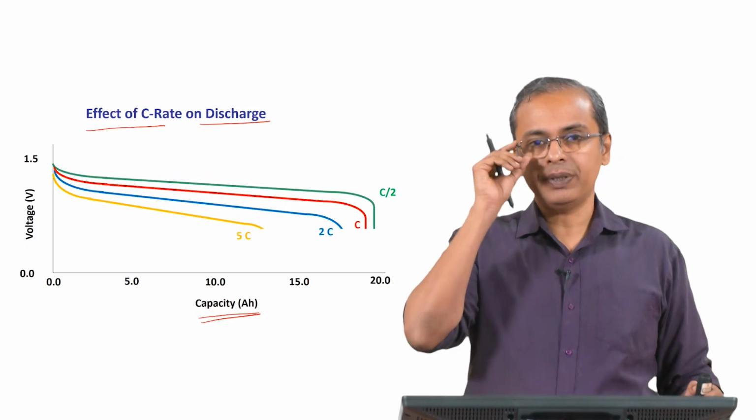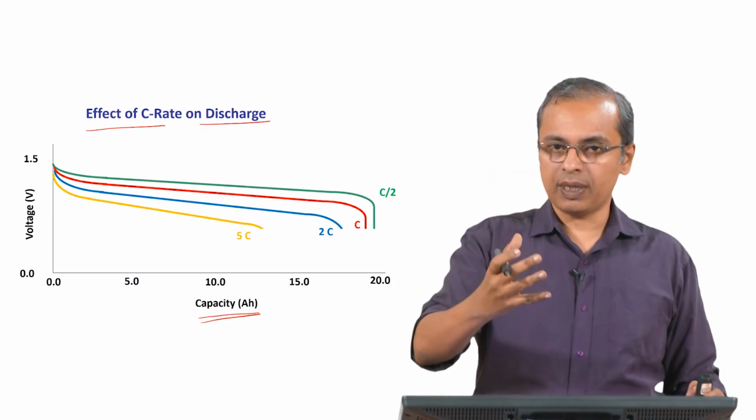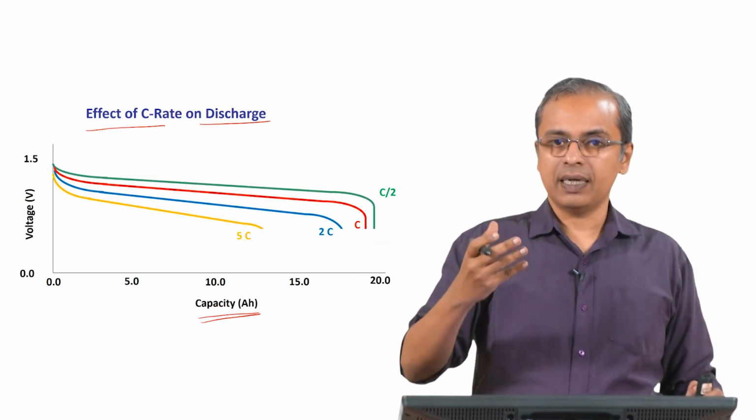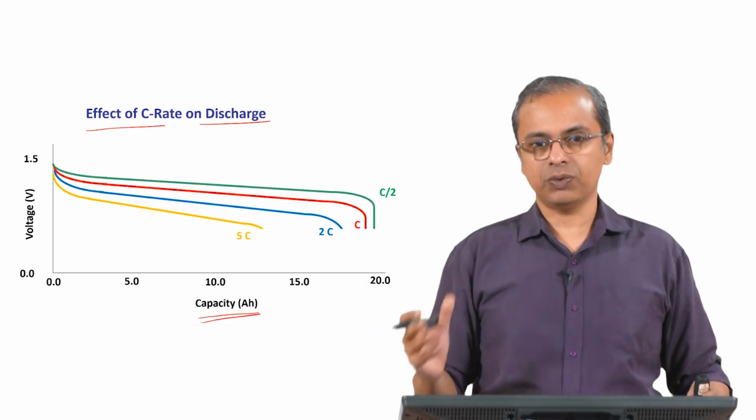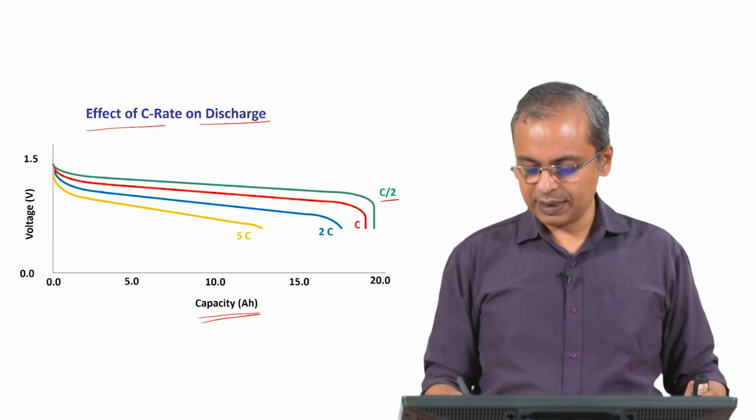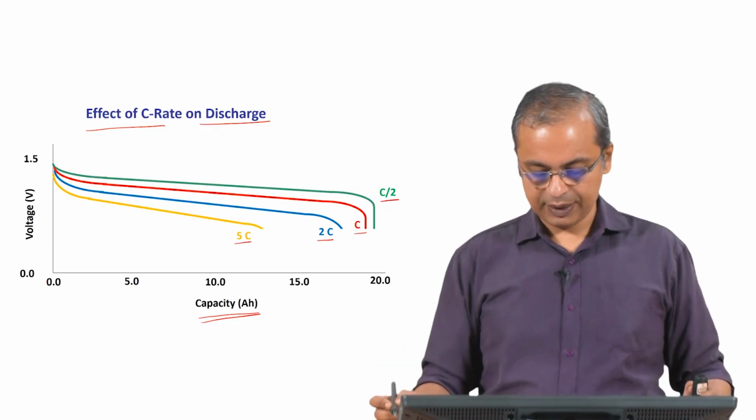Usually this is what happens: the more slowly you do it, the more completely you can extract the charge out of the battery. The faster you do it, before the full charge comes out of the battery, it starts showing you bad performance, and then you stop the test. So, clearly that is why C by 2 gives you much better performance than C, which performs better than 2C, which performs better than 5C.